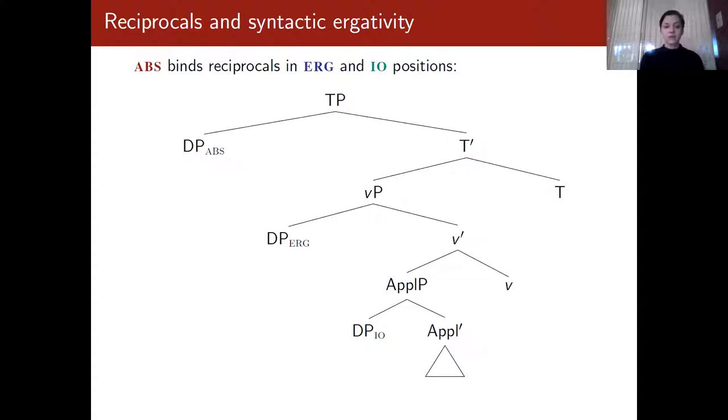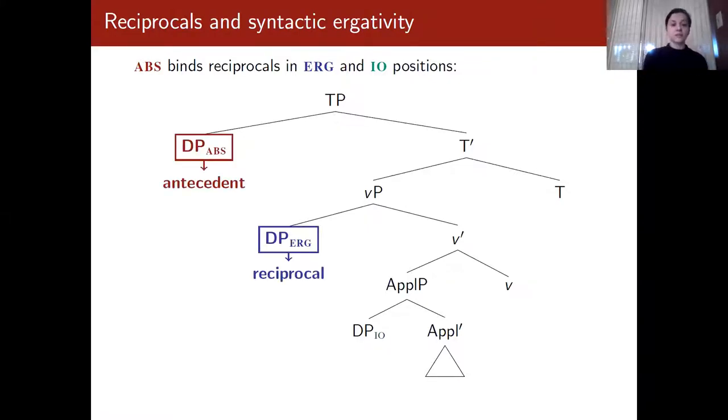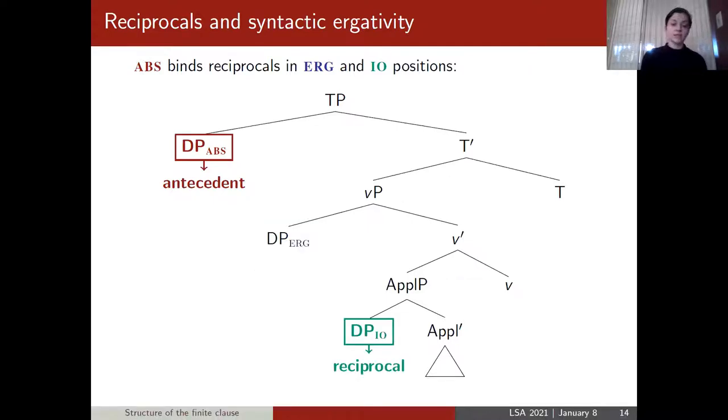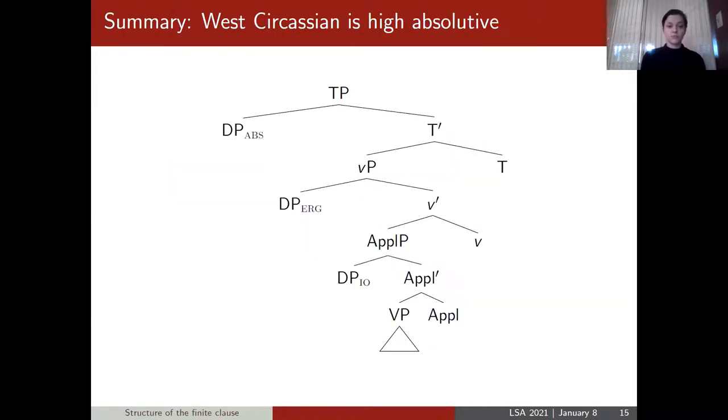I didn't talk about the applied argument, but there's also evidence from reciprocals that the absolutive is higher than the applied argument as well and binds it as well. So you might see an absolutive binding an ergative reciprocal, or you might see an absolutive binding an applied argument reciprocal.